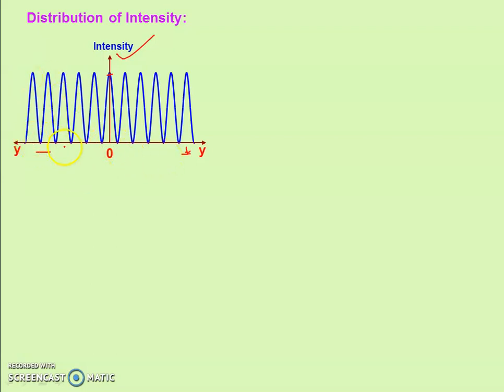Now all fringes have the same width. You have already calculated that the width of the fringes is D lambda by d, meaning the width of all fringes will be the same, and that will be equal to capital D lambda divided by small d. And the intensity of all maxima or bright fringes will be the same, right?